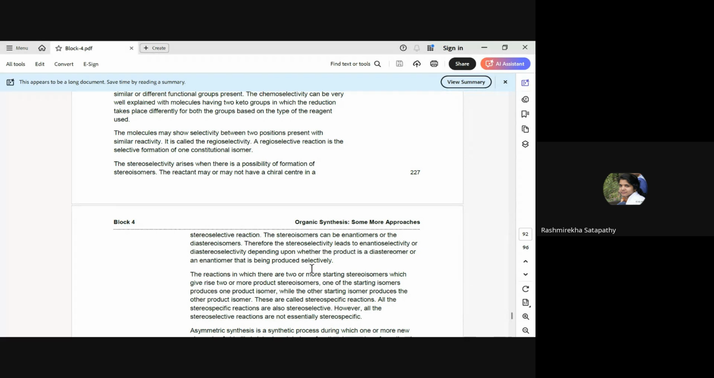A molecule may show selectivity between two positions of similar reactivity. It is regioselectivity. Stereoselectivity arises when there is a possibility of formation of stereoisomers. The stereoisomer can be an enantiomer or a diastereomer. Therefore, stereoselectivity leads to enantioselectivity or diastereoselectivity, depending upon whether the product being produced is an enantiomer or a diastereomer.